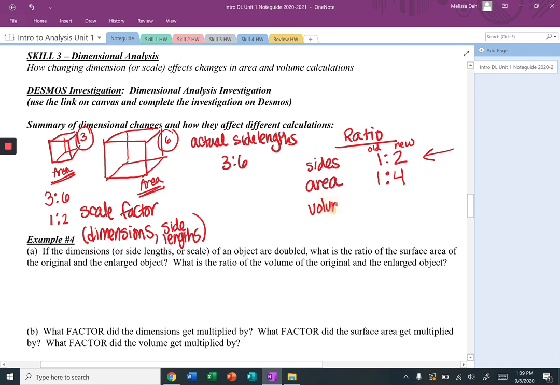Then we talked about volume. Again, I haven't given you enough values on these shapes for you to calculate the volume, but this key piece of information, this scale factor or ratio of the sides, tells me that if the sides grew double, the volume would grow 8 times larger. That means I expect the volume of this large box to be 8 times whatever the volume of this small box is. I don't know the actual numbers, but that's what I expect. So why do I expect that? It's because of what I saw in the investigation.